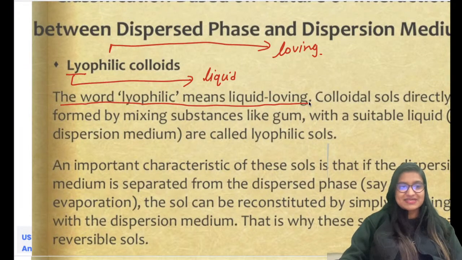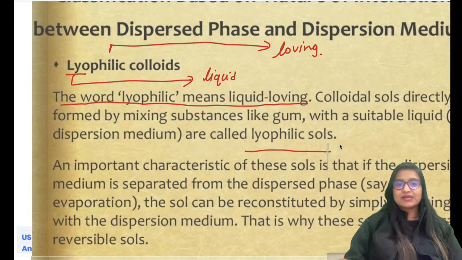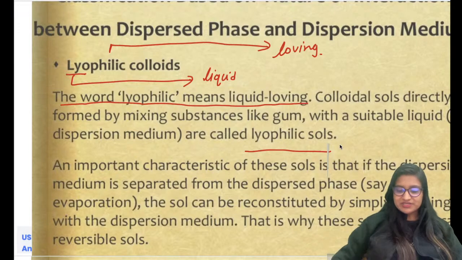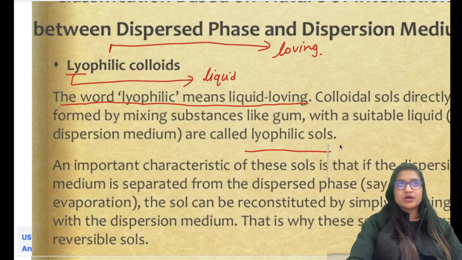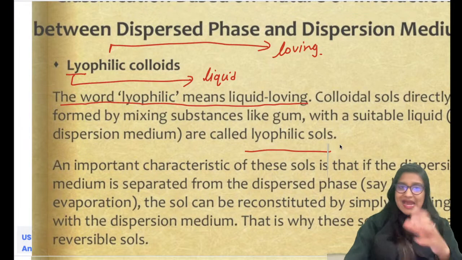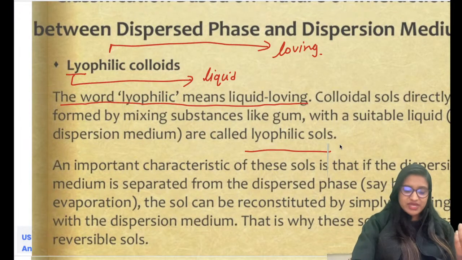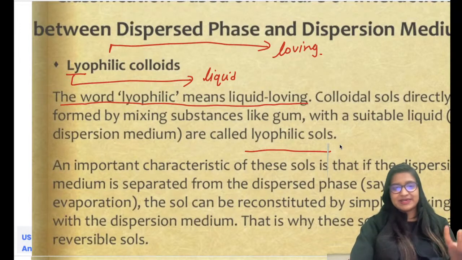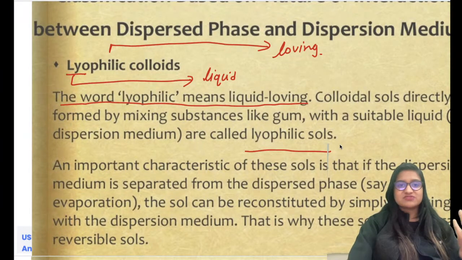Colloidal sols directly formed by mixing substances like gum with a suitable liquid are called lyophilic sols, okay? In the next lecture, I will try to show you some animation sort of stuff, so that you can just look at the pictures and get an idea of what the different kinds of colloids are, okay?